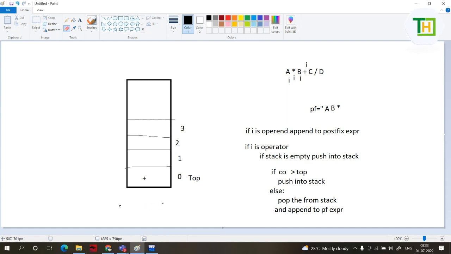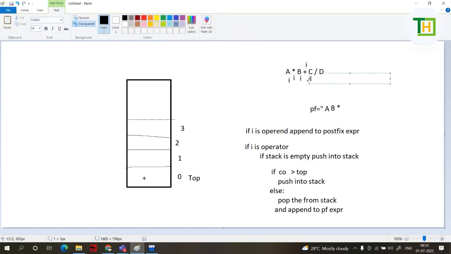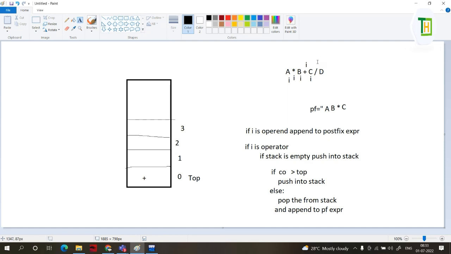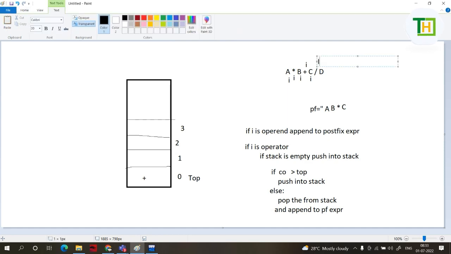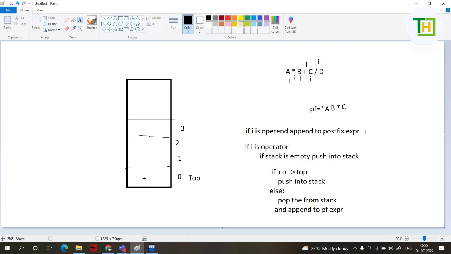Okay. Then I is moving into the next character. That is going to be C. That is an operand. If it is an operand, just simply we have to push into the postfix expression. Then divided by. Is I an operand? No. Is I an operator? Yes. Is the stack empty? No. The stack has one operator, that is plus.